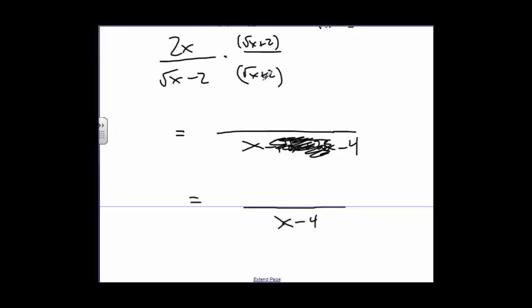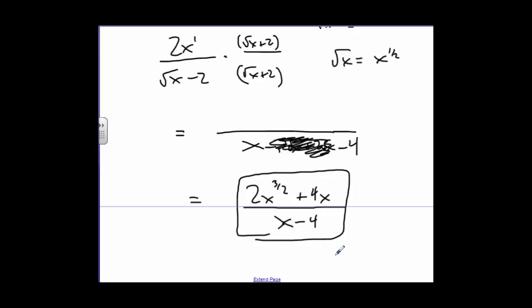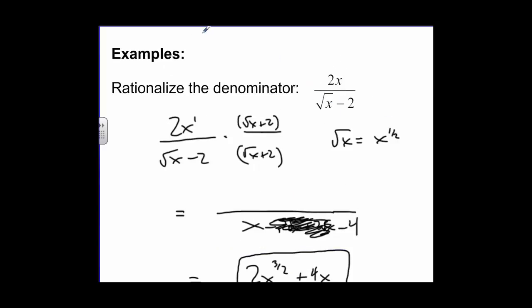On the top you have to FOIL still. It's going to give you 2x to the 3 over 2 plus 4x. I should talk a little bit about how I pulled that off. This really is x to the 1, right? This guy right here, though, the square root of x, if you recall, can be written as x to the 1/2. So what we actually have here is 1 plus another half. 1 1/2 is 3 over 2. So this would probably be the best way of writing it, x to the 3 over 2. And then 2 times 2 with an x is 4x. So this would be considered the rationalized version of what we started with.